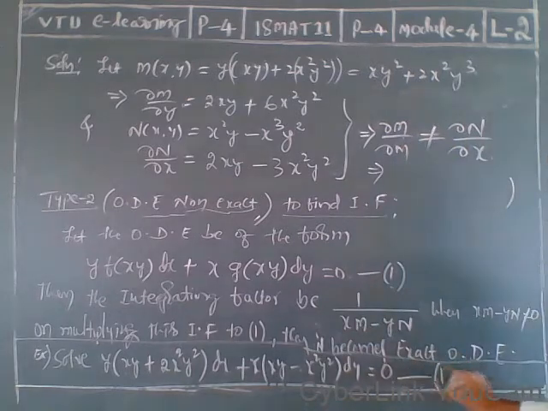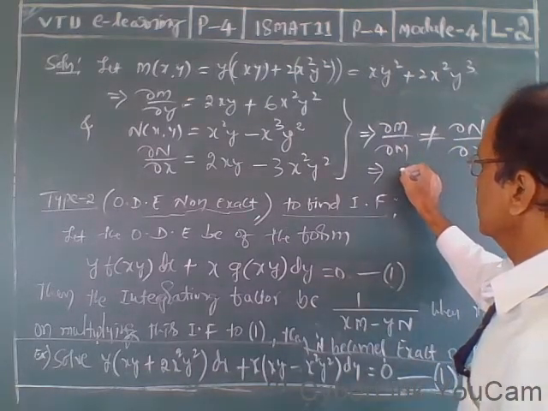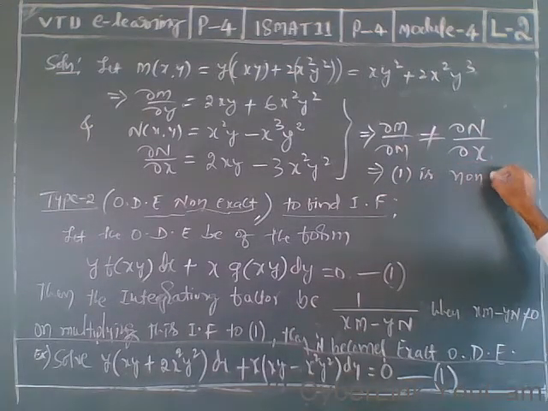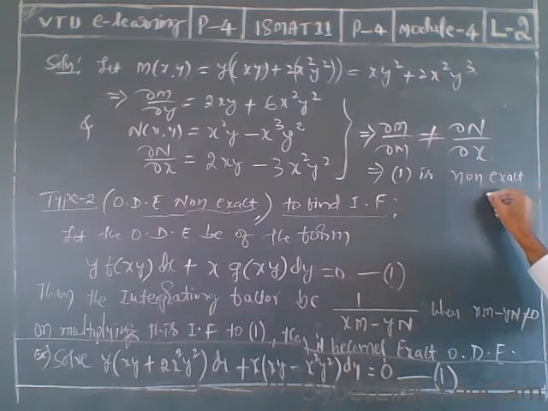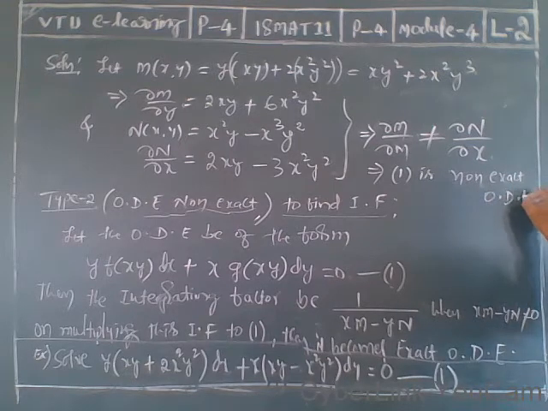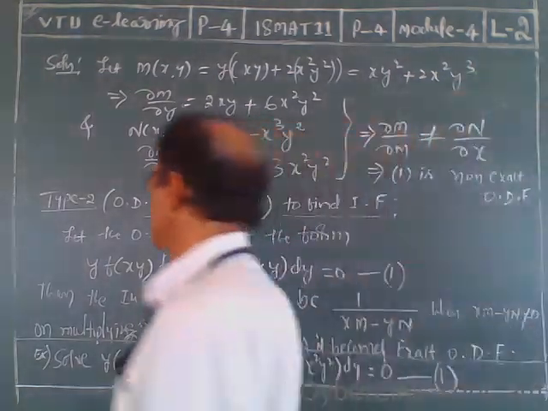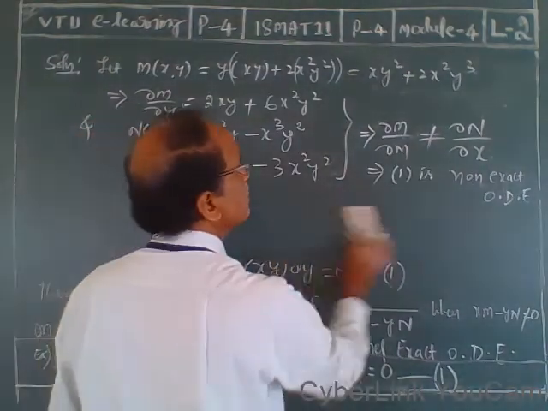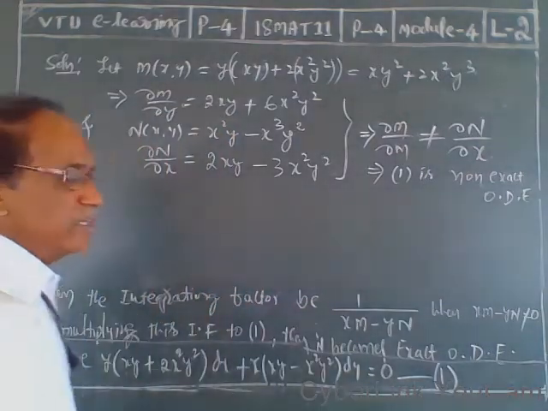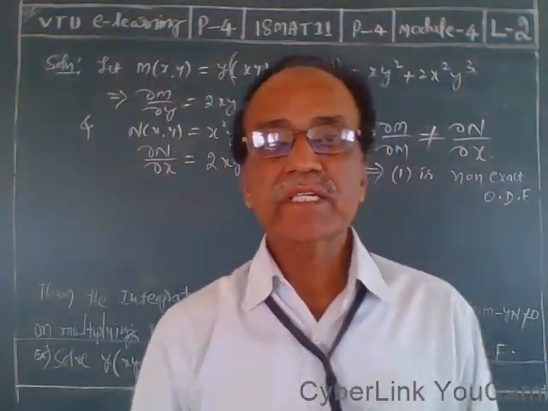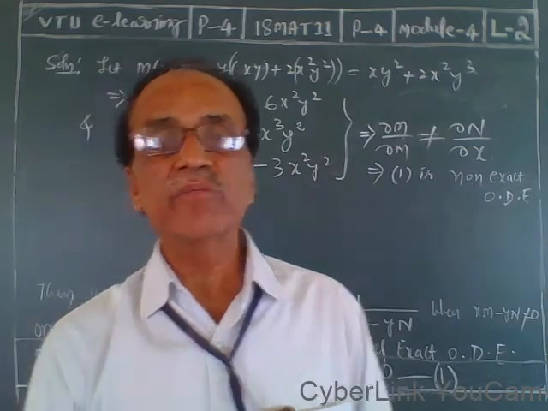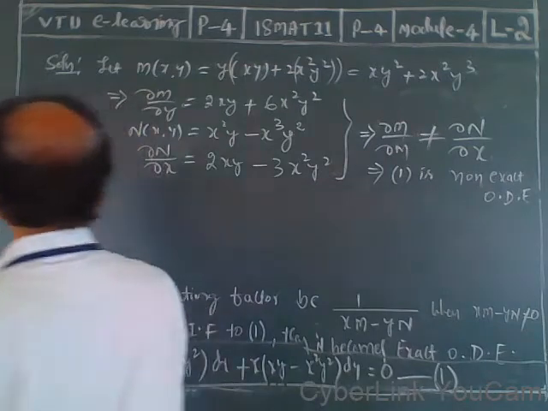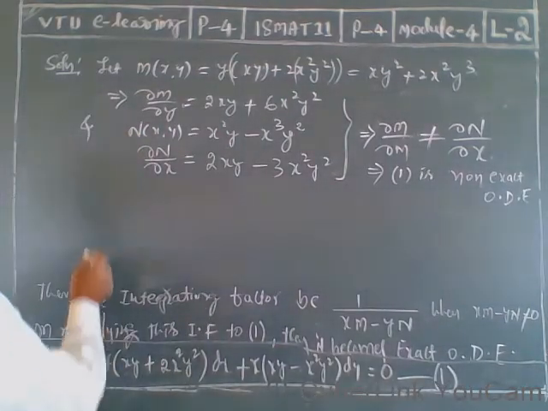This is equation 1. Then equation 1 is non-exact. Equation 1 is said to be a non-exact ODE. When the equation is non-exact, you have to find the integrating factor and multiply that integrating factor to the given differential equation so that it will be converted to an exact differential equation. Okay, then what is this integrating factor?